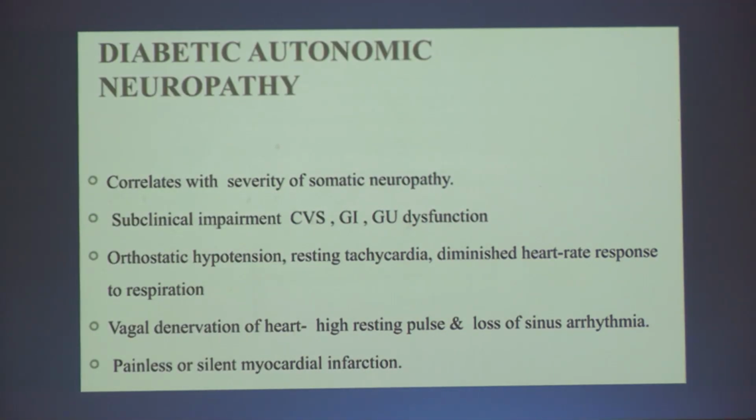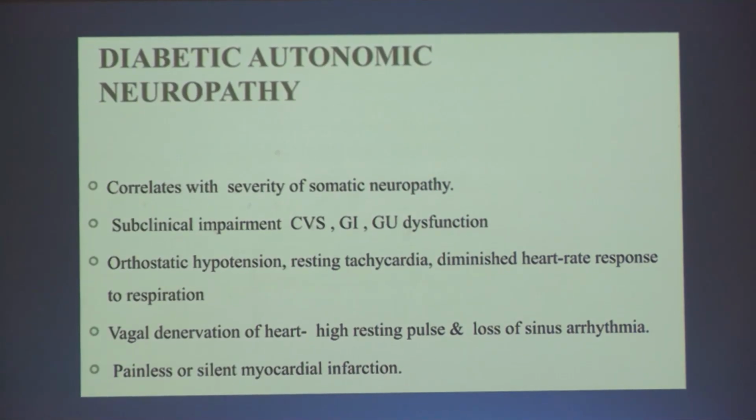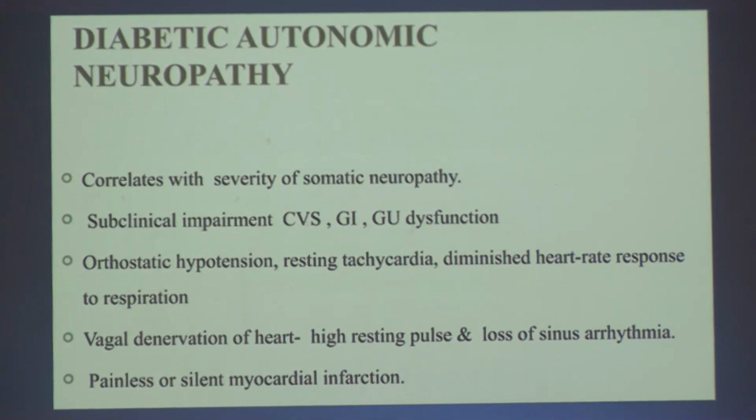Diabetic autonomic neuropathy. In autonomic neuropathy, it will be easier to remember if we divide it into several parts: pseudomotor, cardiac, gastrointestinal, urogenital. The first, diabetic autonomic neuropathy is related to the severity of the other diabetic complications. Subclinical impairment involving cardiovascular system, gastrointestinal system, urogenital dysfunction.